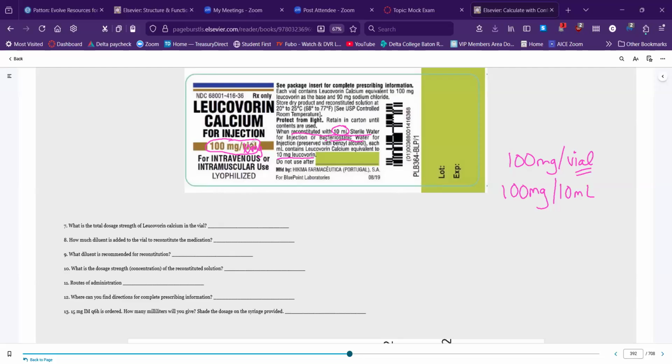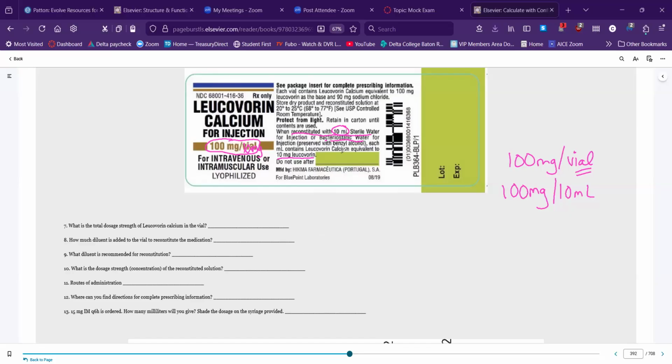Yes. So again, it won't always give you an amount. It may just say 100 milligrams or however much per vial. And then you have to look in here and say, okay, how much am I adding to that vial to be the total amount? So if it says per vial, however many milliliters you're adding is going to be your per. Correct.